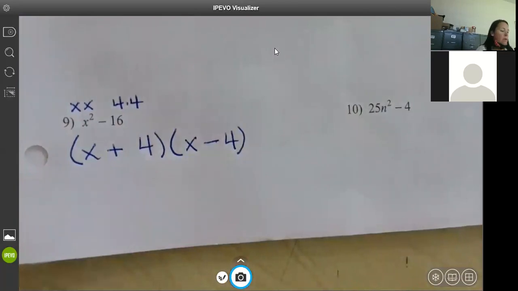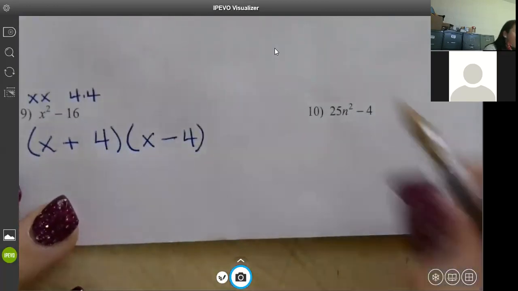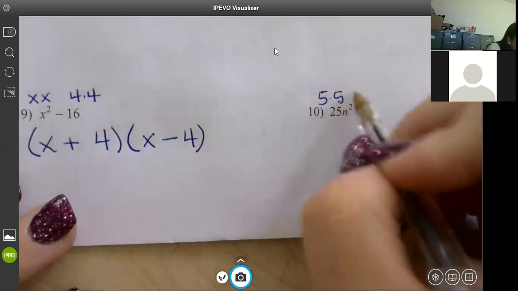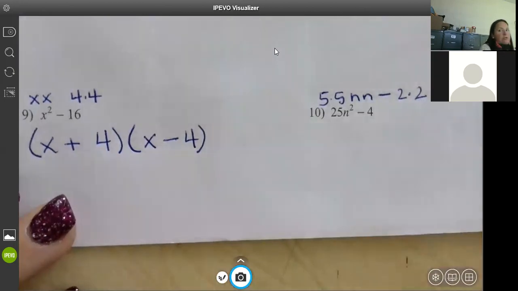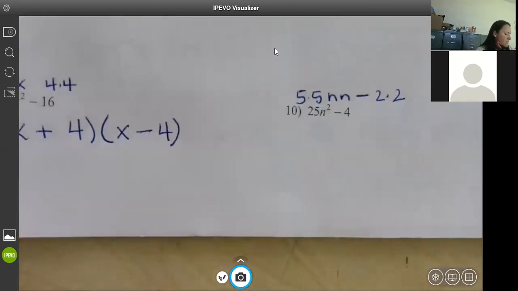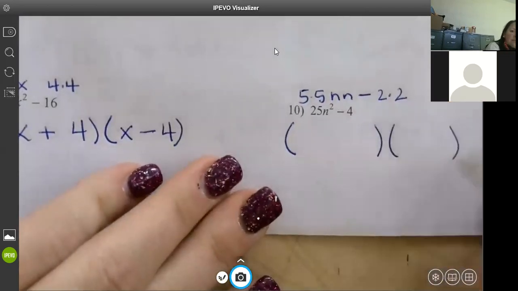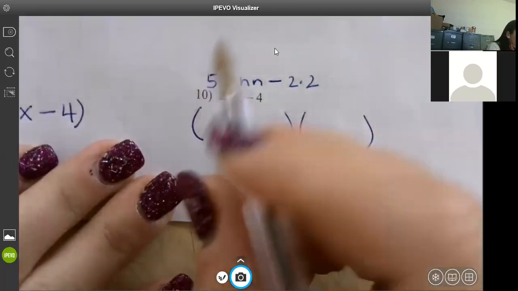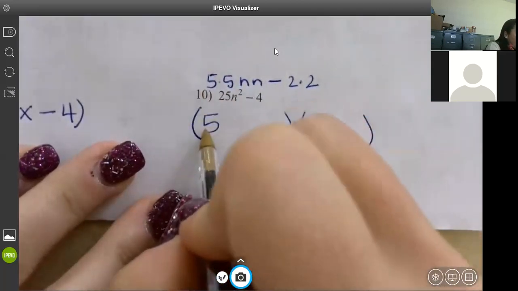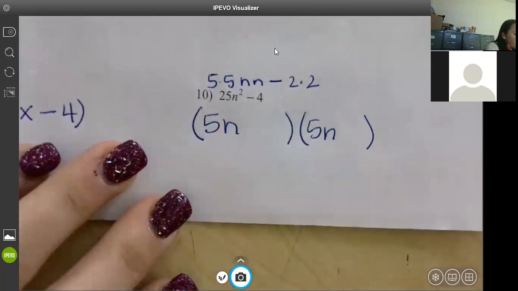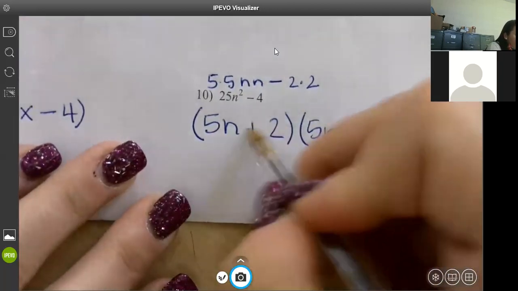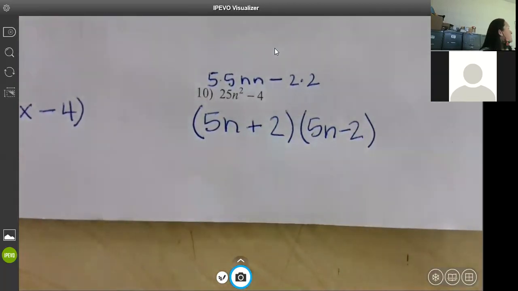Really quick. Look at number 10, same thing. 25 is 5 and 5. Then you have 2 ends. We have a minus. 4 is 2 and 2. So we have pairs. So we set up 2 parentheses. What goes in the front? 5 and what else? N. Perfect. What goes in the back? A 2. One is positive, one is negative. That's it. Everybody good? It's as hard as those get.